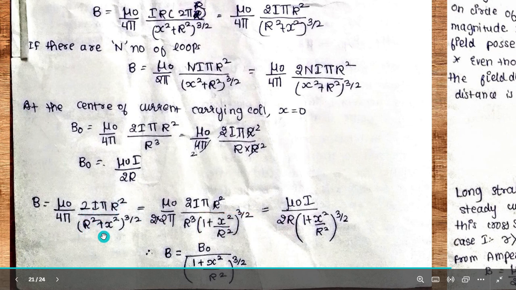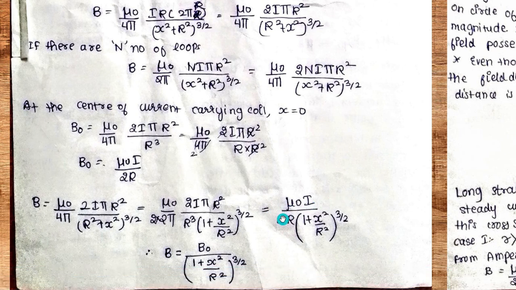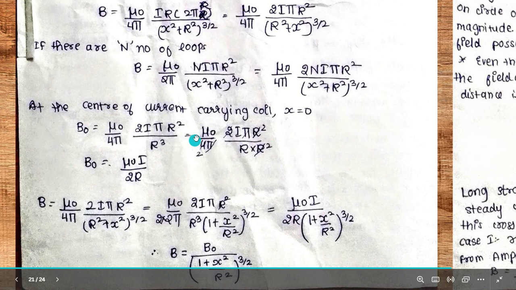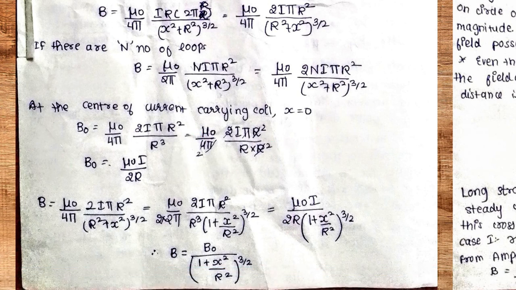So if we want the relation between B and B naught, we can take capital R square as common from the numerator and denominator. Here, if I take R square common, R to the power of 3 by 2 will come out, right? R square to the power of 3 by 2. So square and 1 by 2 cancel, we get R cube. 1 plus x square by R square whole to the power of 3 by 2, and the numerator is mu naught I by 2R. This R square by R cube cut will give 2R into 1 plus x square by R square whole to the power of 3 by 2. Finally, we get the relation B is equal to B naught by 1 plus x square by R square to the power of 3 by 2.